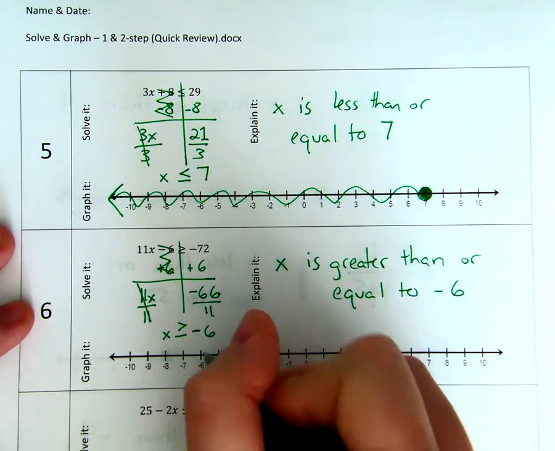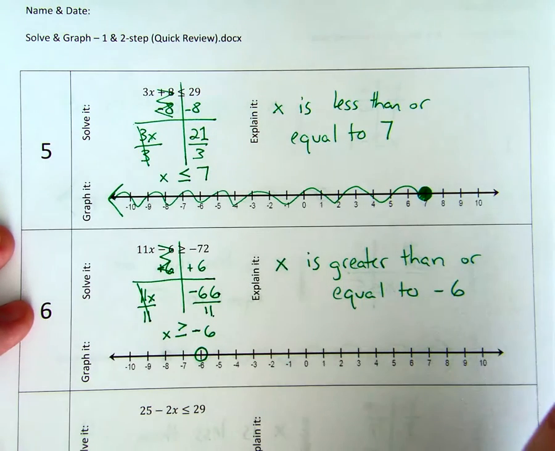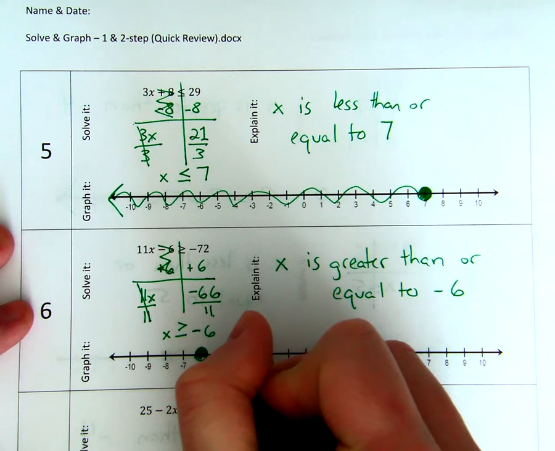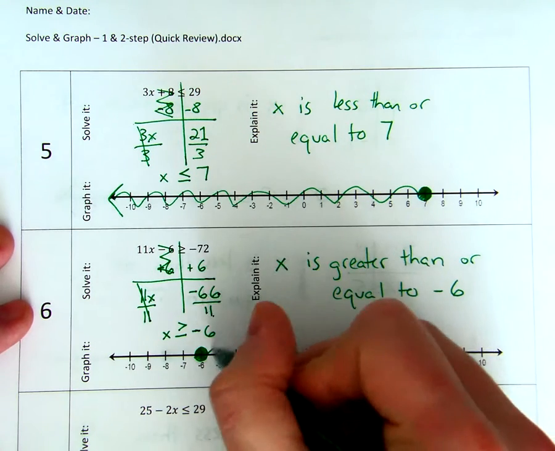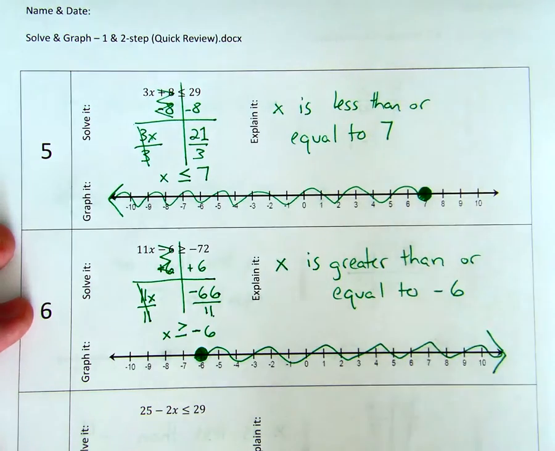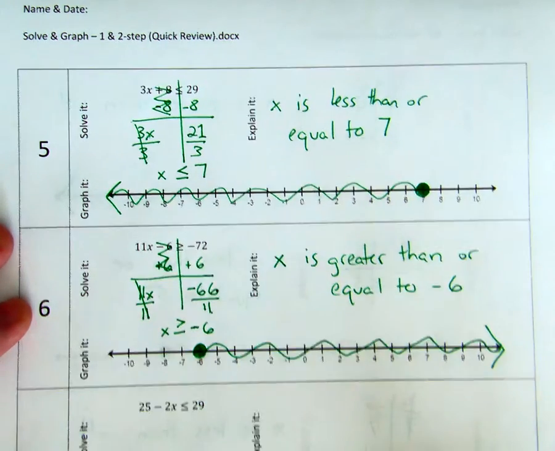To graph the answer, we circle negative 6. And because our answer is greater than or equal to negative 6, that means it could include negative 6. So we should color that in and then shade the number line going to the right, the direction of the greater numbers.